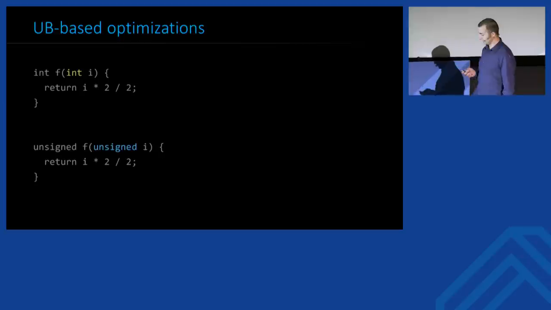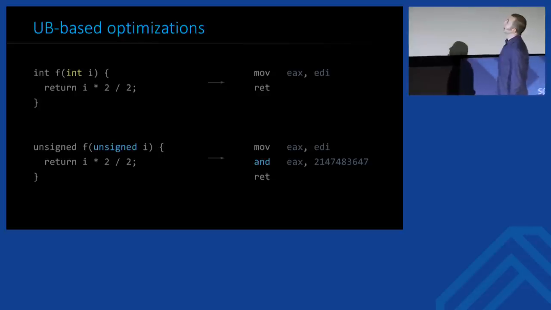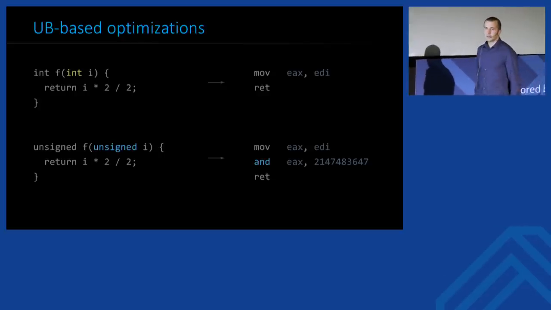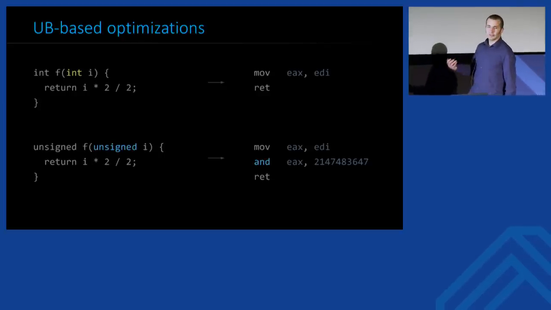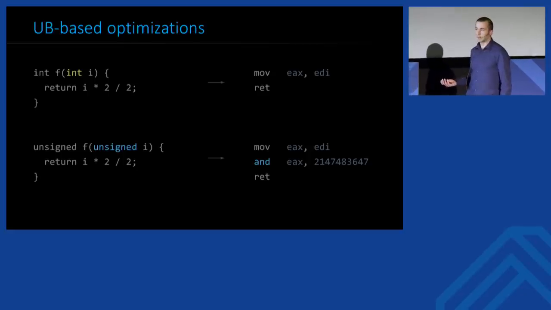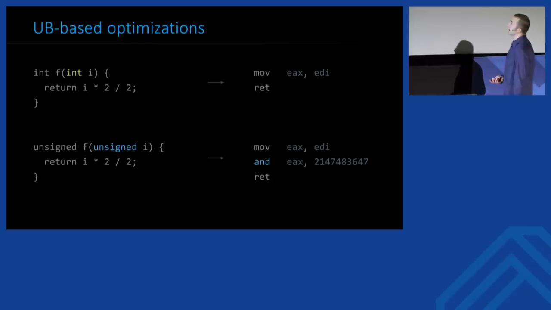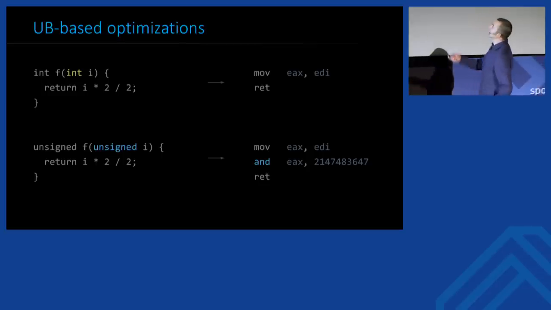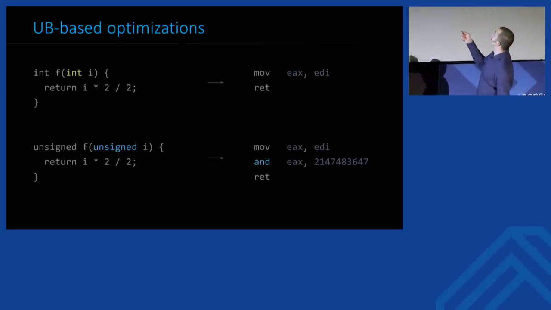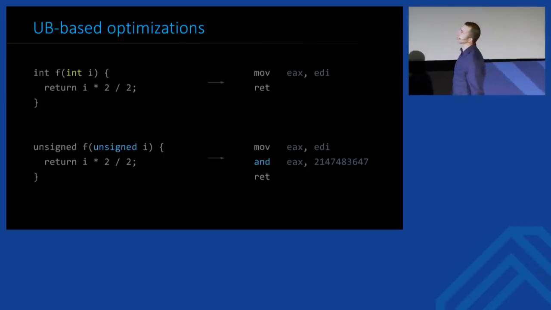This is what it is compiled to. In case of signed integer, the compiler is allowed to assume that UB never happens. It means that overflow never happens because it would be a UB. If it rules out this case, what we are left with is just returning the input. And this is what this code really does. It says take the input and return it as output.